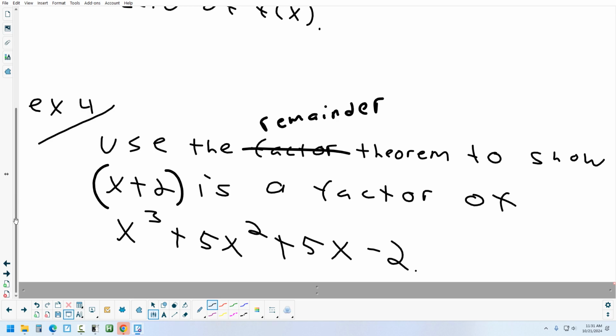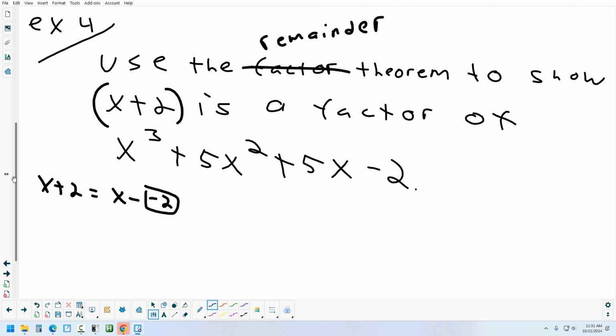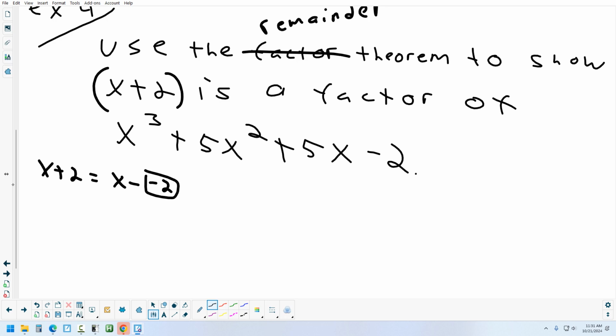If I want to know the remainder, how would I have to think of x plus 2? If you want to use the remainder theorem, you can't think of it as x plus 2. Yeah? x minus minus 2. Now, what's the number that I'm going to use there? Negative 2. And what am I going to plug it into? x cubed. Yep. Plus 5x squared plus 5x minus 2. So plug negative 2 into the x cubed, plus 5x squared.